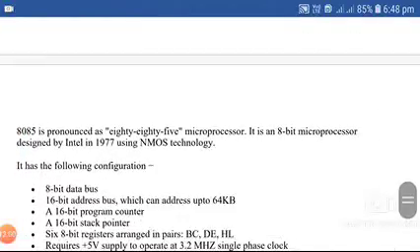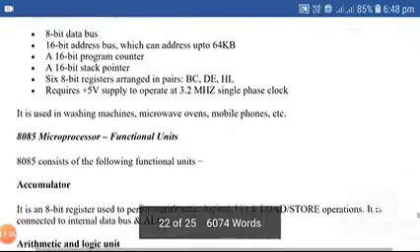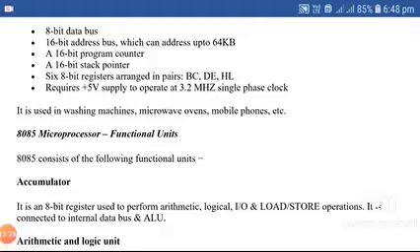8085 is pronounced as eighty-eighty-five, the 8085 microprocessor. It is an 8-bit microprocessor designed by Intel in 1977 using NMOS technology. It has the following configuration: an 8-bit data bus, a 16-bit address bus which can address up to 64 KB, a 16-bit program counter, a 16-bit stack pointer, 8-bit registers arranged in pairs BC, DE, HL, and a +5V supply, operating at a 3.2 MHz single phase clock. It is used in washing machines, microwave ovens, mobile phones, etc.